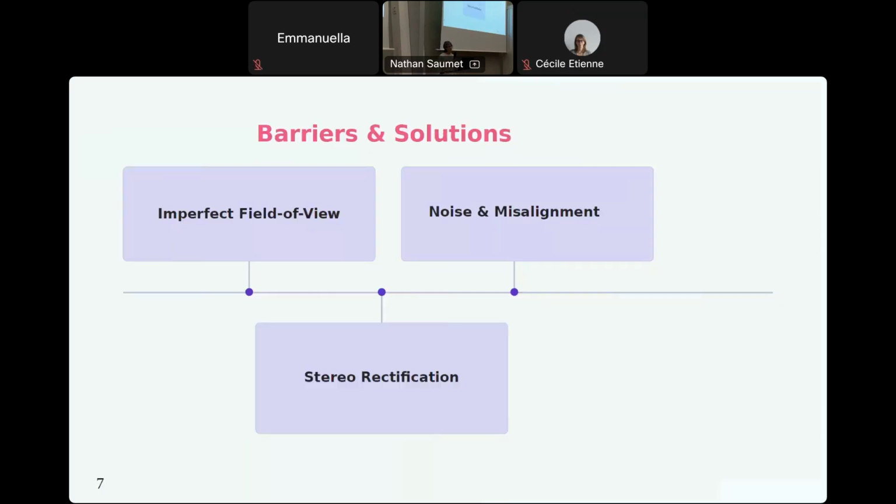We talked about the barriers and challenges, which, for example, an imperfect field of view, can be overcome by stereo rectification and calibration. To reduce the noise and misalignment, we can use robust object detection.